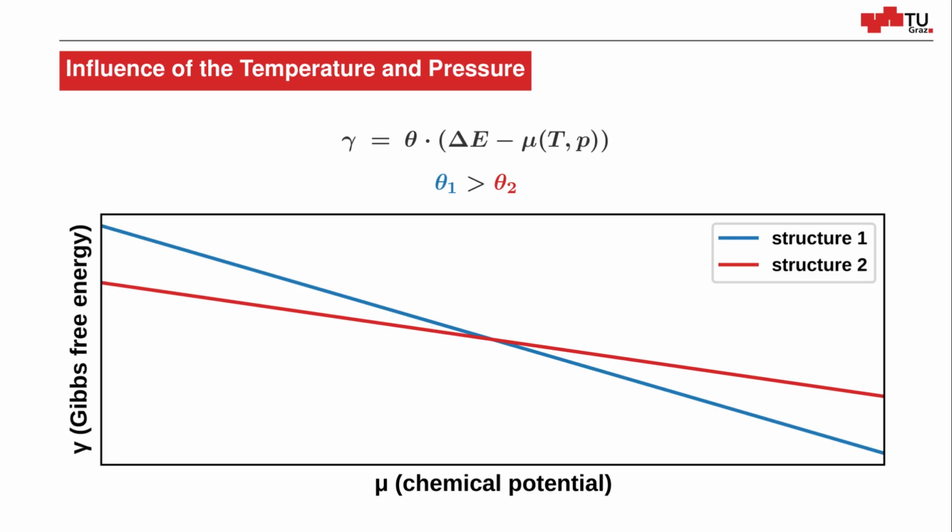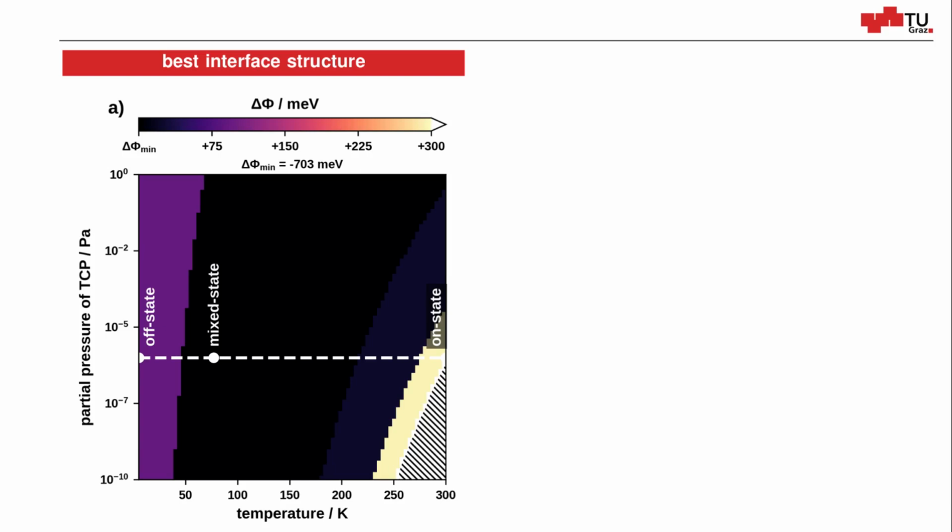If we now have two structures, structure 1 and structure 2, where structure 1 has a larger coverage than structure 2, we find that initially, for a lower chemical potential, the Gibbs free energy of adsorption for structure 2 is smaller than that for the more densely packed structure 1. And for higher chemical potential, we find a phase transition, and then the more densely packed structure 1 is more favorable. If we now plot the structures with the lowest Gibbs free energy of adsorption for different temperatures and pressures, which go into the chemical potential, we find a phase diagram like this.